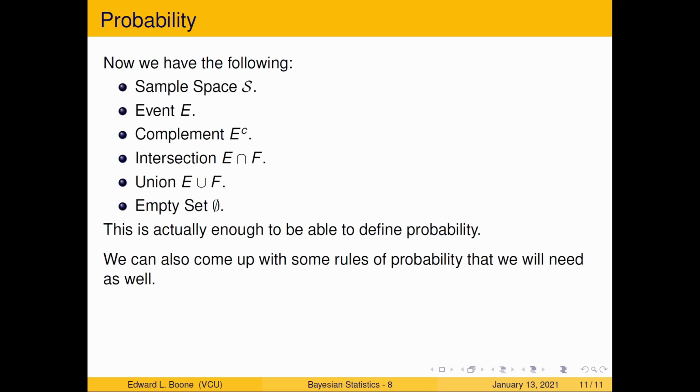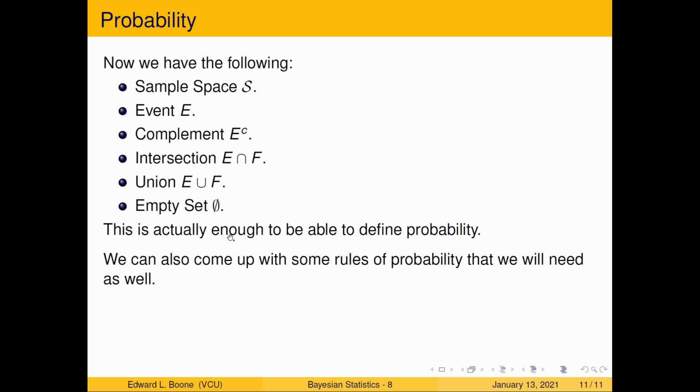All right, so here's a list of where we're at so far. So we have a sample space, we have an event, we have the complement, we have the intersection. It has this little upside down U here for the intersection. We have the union, which has a U in the middle, and notice the symbols are one is an upside down U and one is a U, and we have the idea of an empty set.